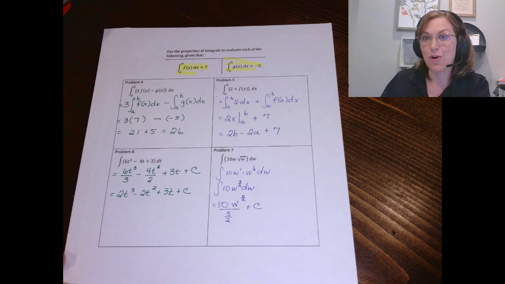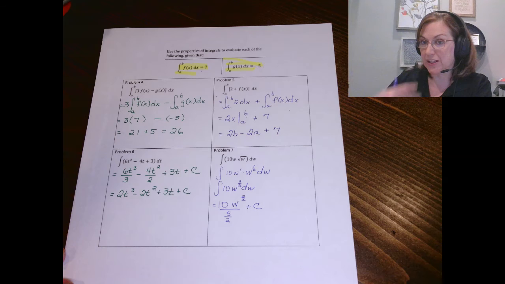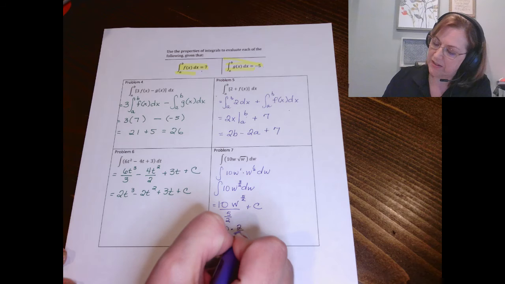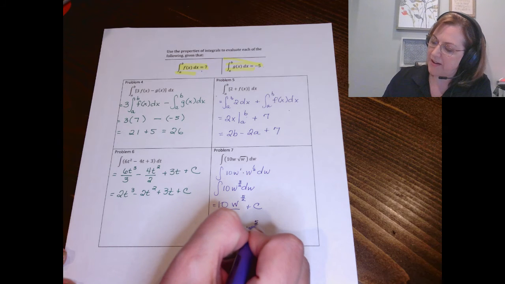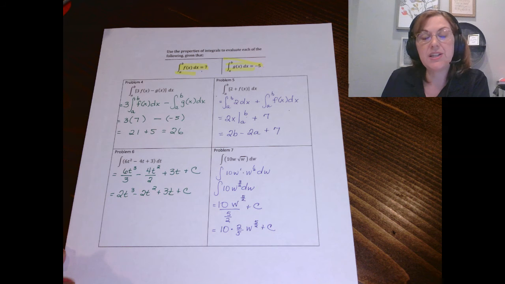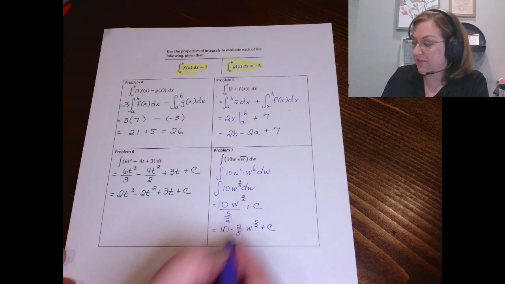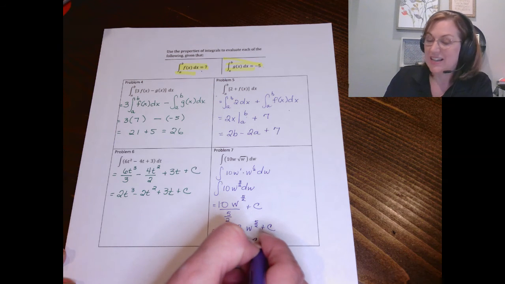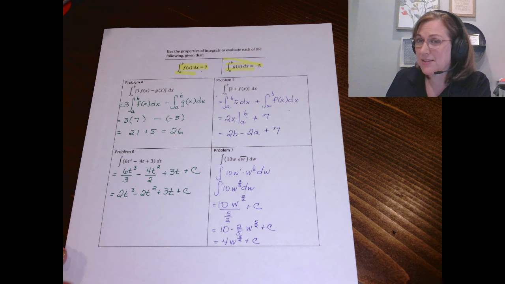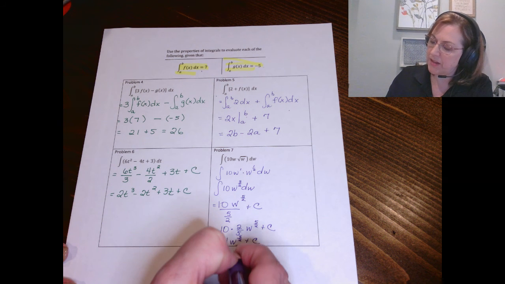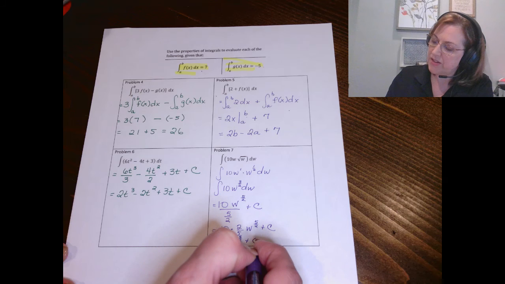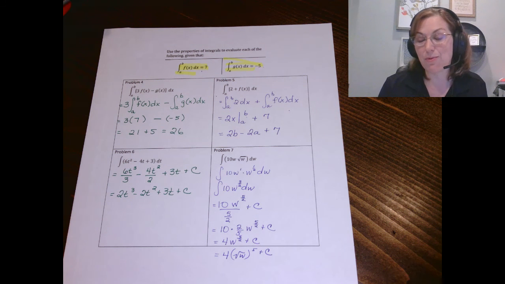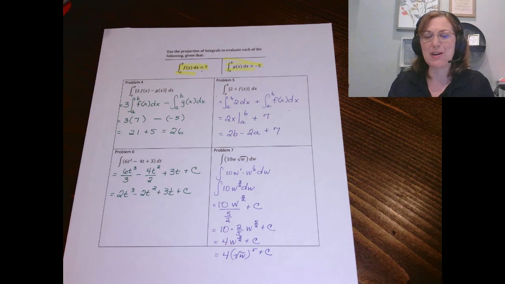Okay, now be real careful. When you're dividing by a fraction, remember, we flip the second one and we multiply. So this becomes 10 times 2/5, W to the 5/2. So 10 times 2 gives me 20. 20 divided by 5 is 4. So I end up with 4W to the 5/2 plus C. If you want to write that as a radical, you most certainly can. That would be the square root of W to the 5th power. But you can leave it as a rational exponent or fractional exponent if you want.